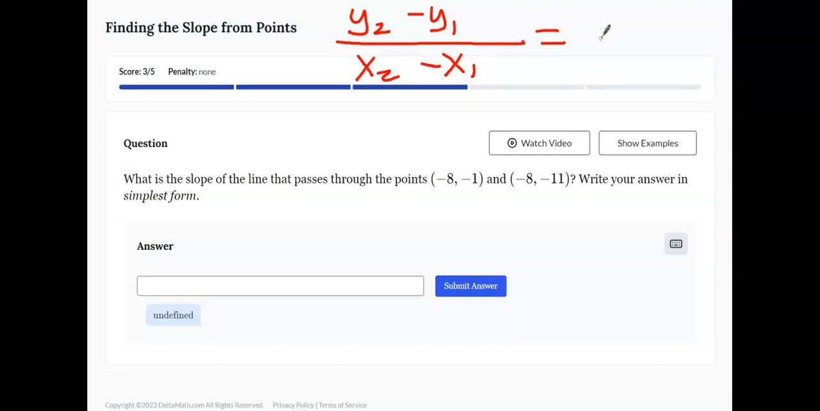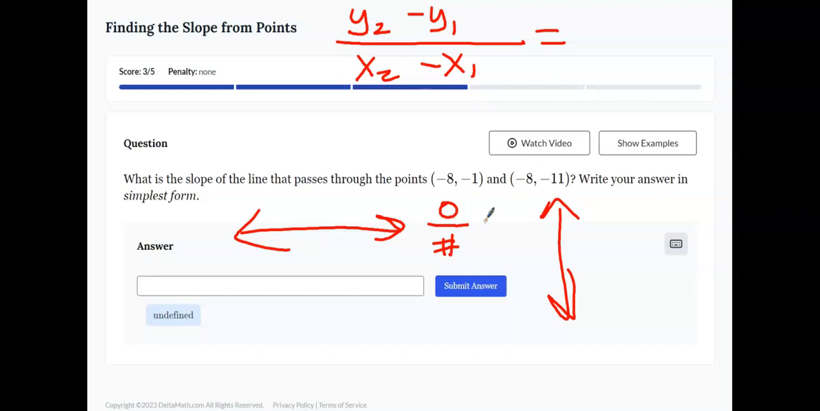And sometimes you'll get an answer that's a fraction, sometimes you'll get an answer that's a whole number or an integer, and sometimes you'll get an answer that has a special slope, right? Slopes that are horizontal or slopes that are vertical. Slopes that are horizontal have an answer where there's a 0 in the numerator. And slopes that are vertical or undefined have zeros in the denominator. So if your fraction has a 0 in it somewhere, you have to choose between 0 or undefined.